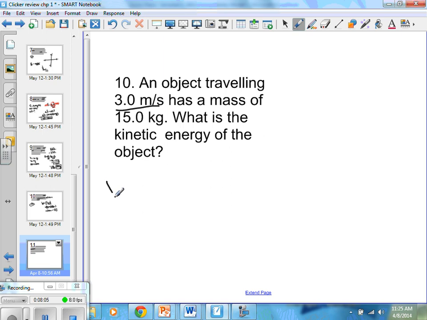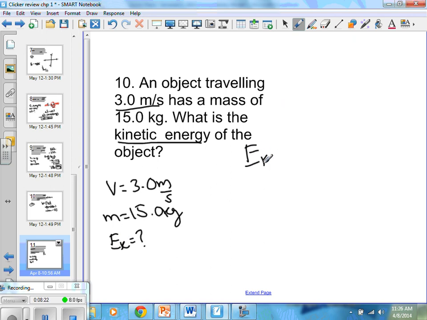Last question. Object traveling at 3 meters per second has a mass of 15 kilograms. What is the kinetic energy of the object? So I'm looking for EK. My formula for kinetic energy is 1/2 mv squared, which can also be written as mv squared over 2. My units that I want for speed are meters per second. My units for mass are kilograms, so I don't have to convert the mass.